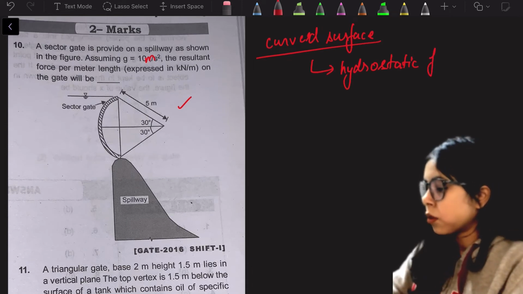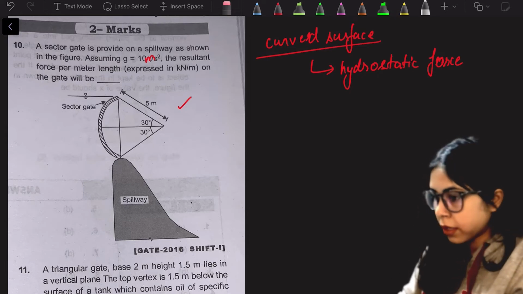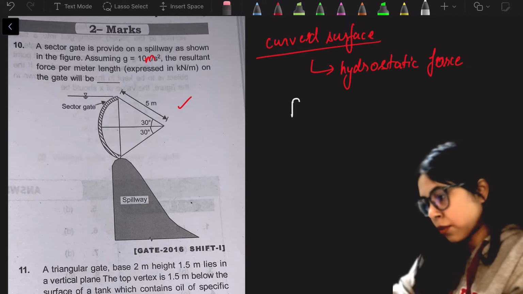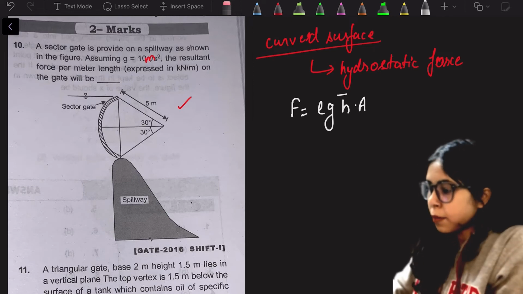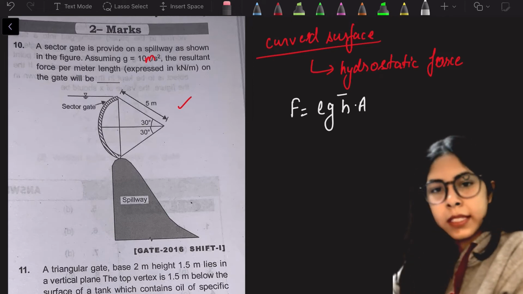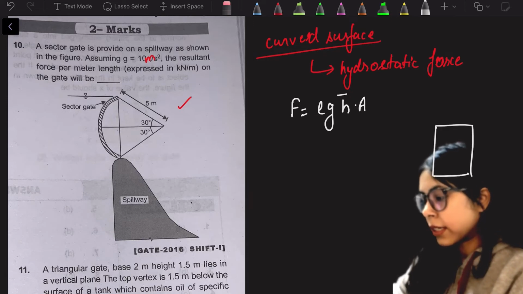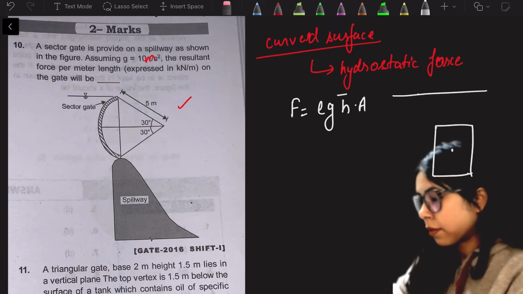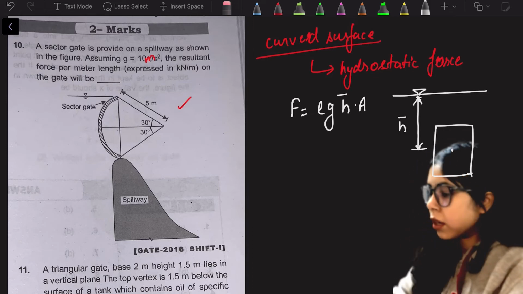For any surface, as we know, when the surface is plane, the force is rho g h bar into A. A is the projected area and h bar is the height of the centroid of the body. If let's say it is a rectangle body, this is the centroid. So the height of the centroid from the free surface, that is nothing but the h bar.